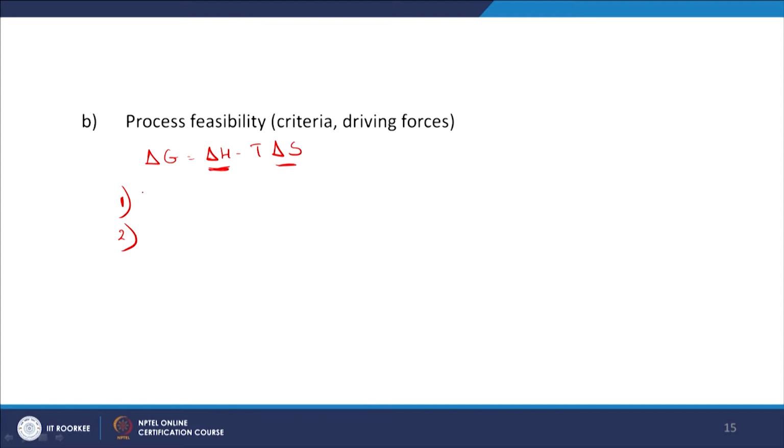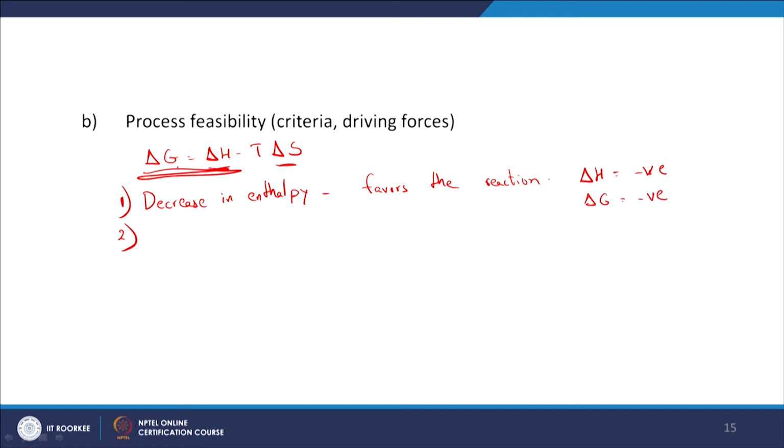So, in general, delta H is decrease in enthalpy. Decrease in enthalpy favors the reaction. So, what does that mean though? Decrease in enthalpy means delta H is negative. When delta H is negative, that promotes delta G being negative, and that is what you can see from this particular equation here. When delta H is negative, it promotes delta G being negative, that means it favors the reaction.